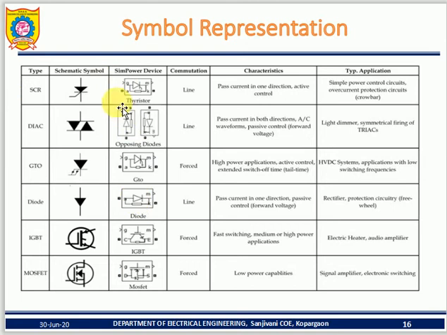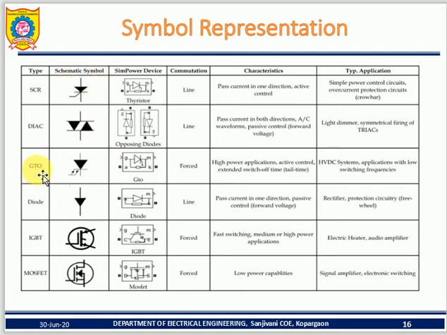The next one is the symbol representation. You have already seen a few symbols. SCR has anode, cathode and gate terminals. What is a diac? Two diodes connected anti-parallel. Does a diode have any gate terminal? No, a diode does not have a gate terminal. Two diodes connected anti-parallel is called a diac. Two thyristors connected anti-parallel is called a triac.